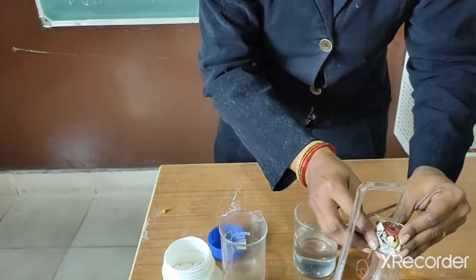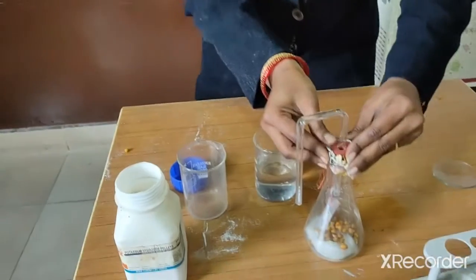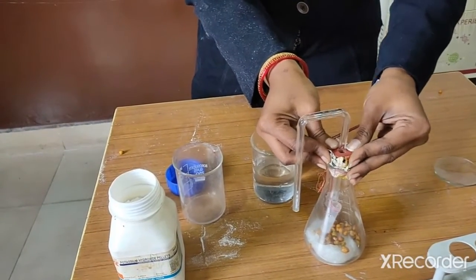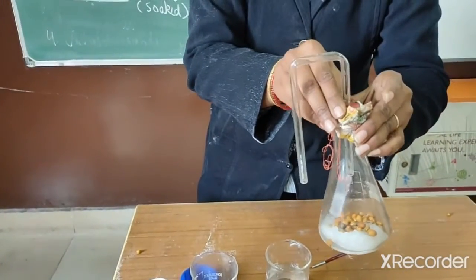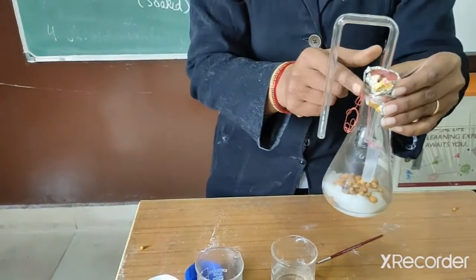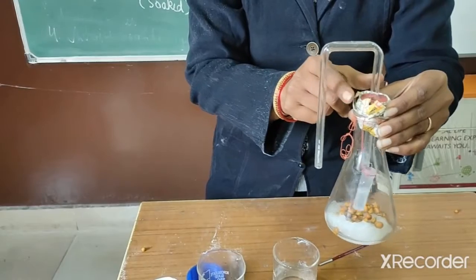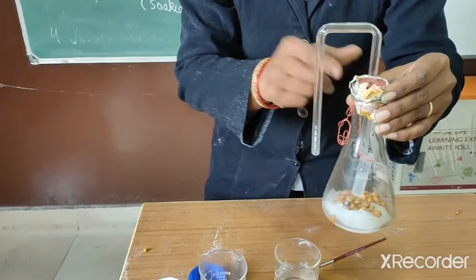Okay, if it is loose, otherwise corks of different sizes are available, that also you can take. Now this setup is ready, an airtight setup. You can use glycerine, you can put glycerine on the margin to make it airtight.